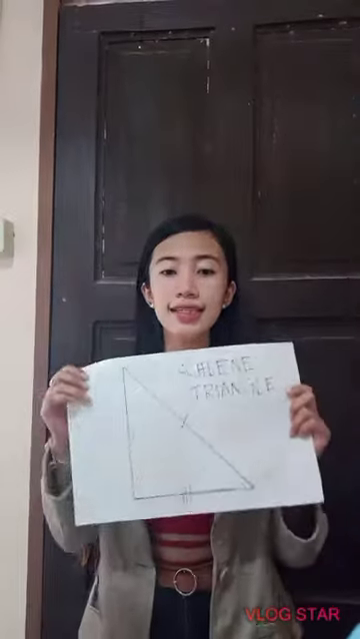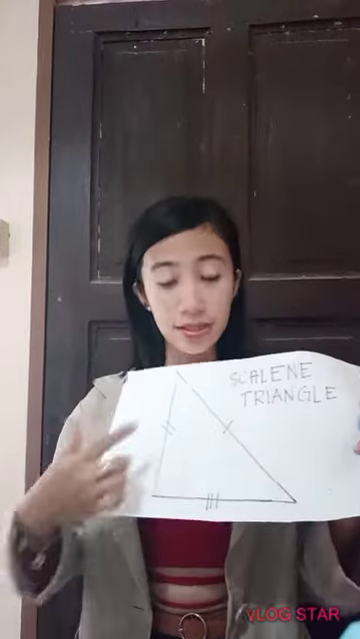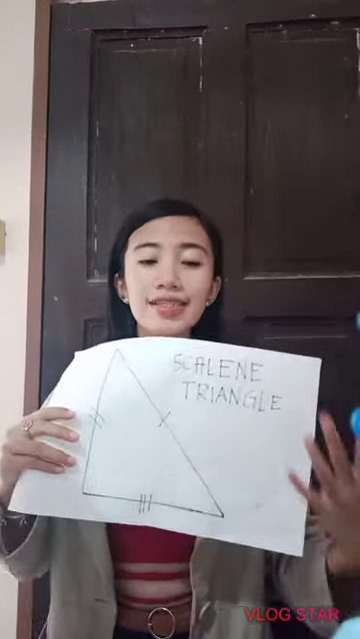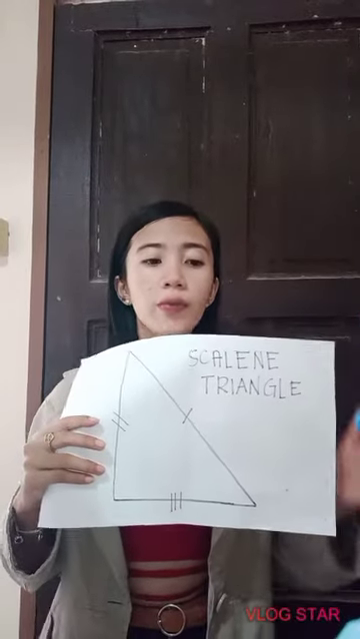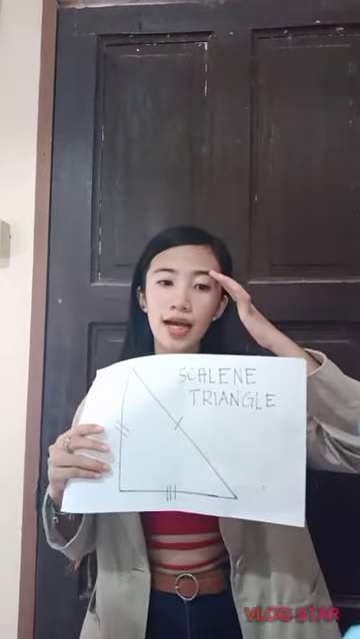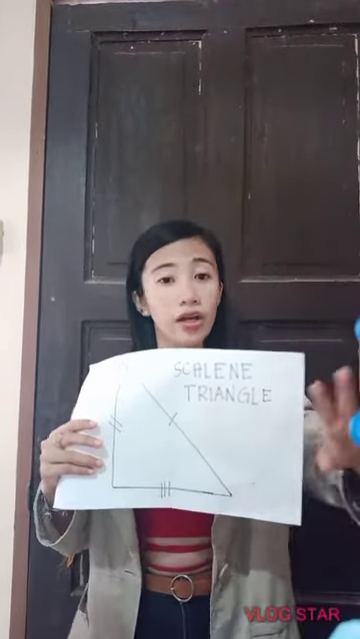There are also kinds of triangles according to the number of congruent sides. The first is the scalene triangle. This is the figure of the scalene triangle. A scalene triangle is a triangle with no 2 sides congruent. There are no 2 sides that are congruent.